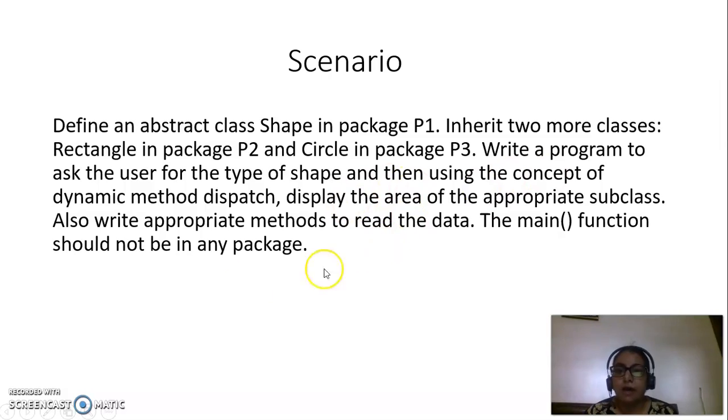This says that define an abstract class shape in package P1. Inherit two more classes, rectangle, which should be in package P2, and circle, which should be in package P3, from this abstract class shape. After creating these three classes in three different packages, we have to write a program to ask the user for the type of shape and then, using the concept of dynamic method dispatch, display the area of the appropriate subclass.